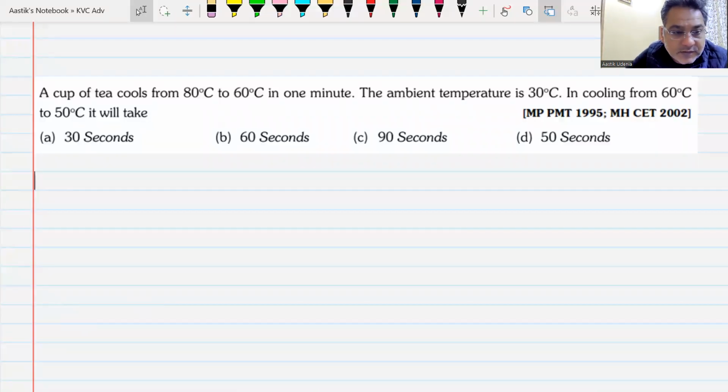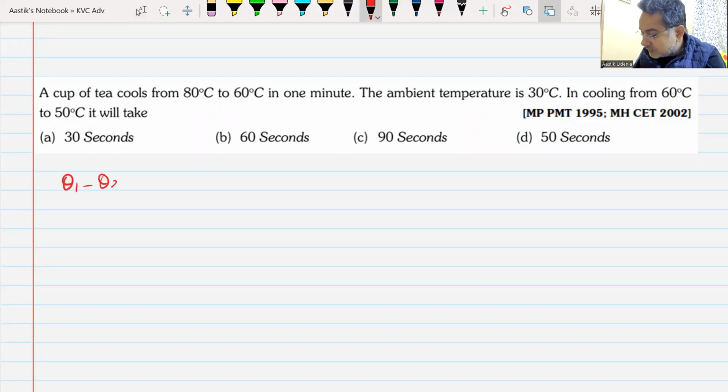This is the first one. A cup of tea cools from 80 to 60 degrees in 1 minute. Ambient temperature is 30 degrees. From 60 to 50, how much time will it take? So we are going to use the approximate form. It says theta 1 minus theta 2 by t will be equal to minus k times (theta 1 plus theta 2) by 2 minus theta naught.